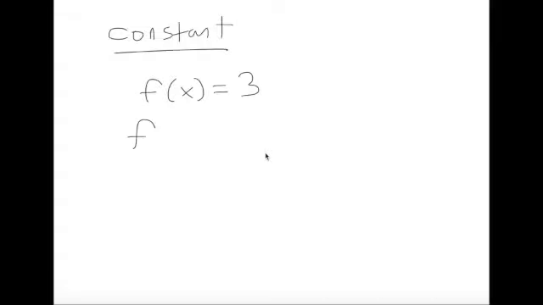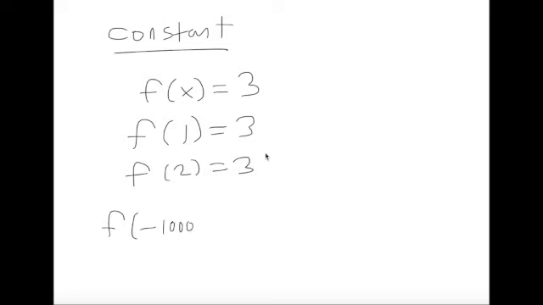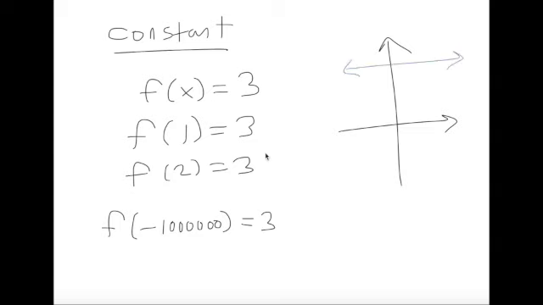So for this function, I have f of 1 equals 3. I have f of 2 equals 3. I have f of negative a million equals 3. No matter what you plug in, you always get 3 back out. So the graph of this is going to be a horizontal line at y equals 3 because the output is always 3 no matter what the input is.